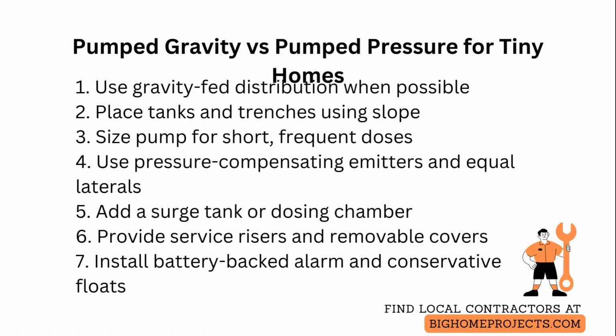For any pump system, choose conservative float settings and an external alarm visible to the homeowner, and set the pump to allow automatic cycling but avoid short cycling by ensuring minimum run times. Document lateral lengths, emitter spacing, and expected dose volumes for maintenance and to make future repairs or upgrades straightforward.